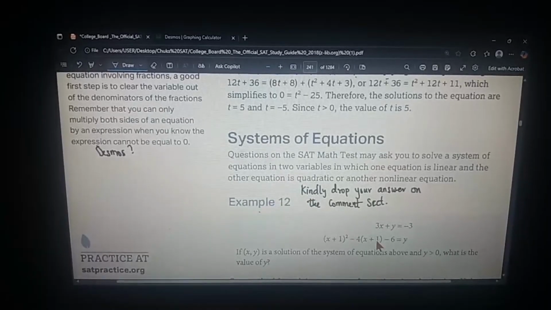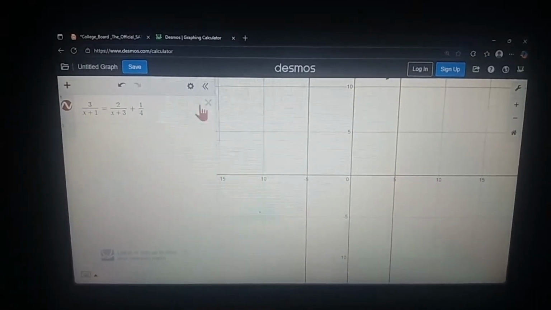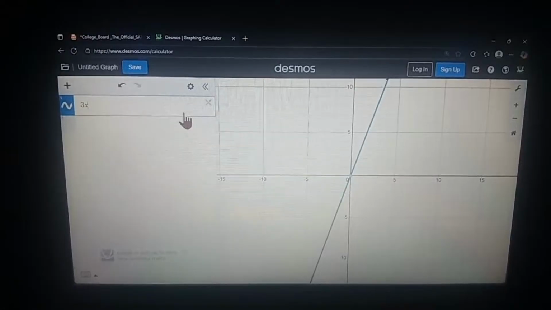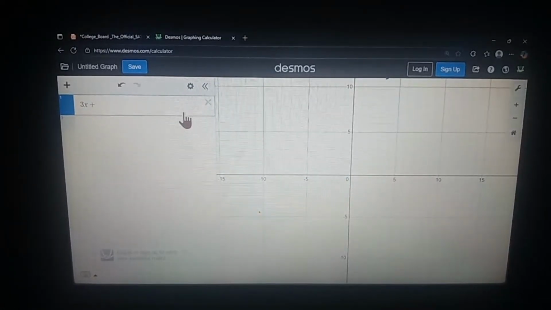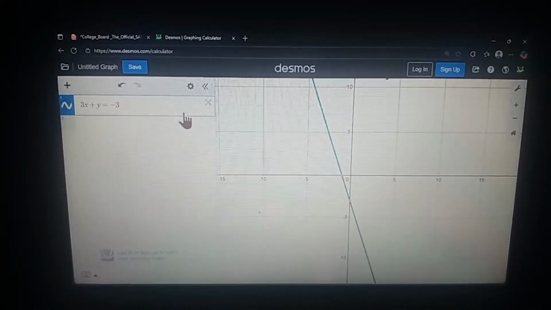So here we have 3x plus y is equal to minus 3. So we just go right here. You can clear up this one and paste 3x plus y equal to minus 3, right? So that's the first equation we've got. You can see the blue line right here for the 3x plus y equal to minus 3.